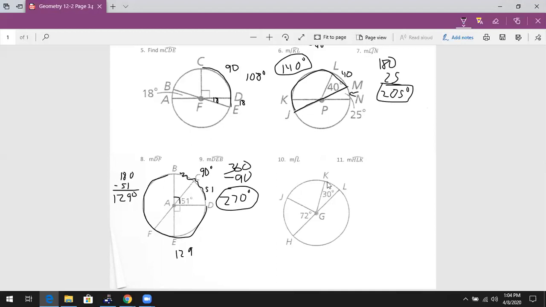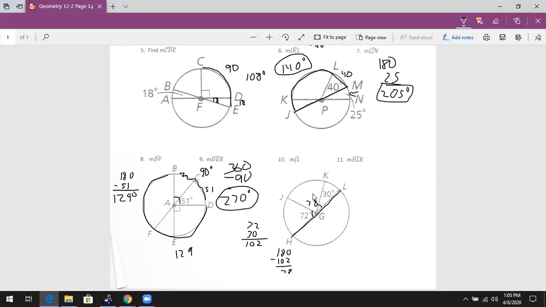Number 10, what's arc JL? Now here we're going to use the fact that HL is a diameter in a line, and the line has 180 degrees, of which this angle is 72 and this angle is 30. If I added 72 and 30 together, I get 102. So these three angles make 180, so take 180 and subtract from it 102, and we're left with 78. So this is a 78 degree angle.